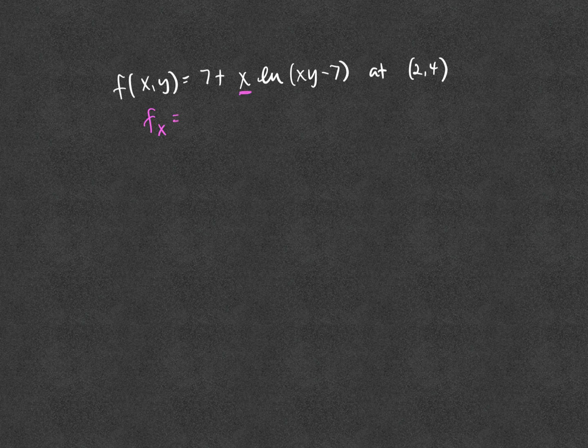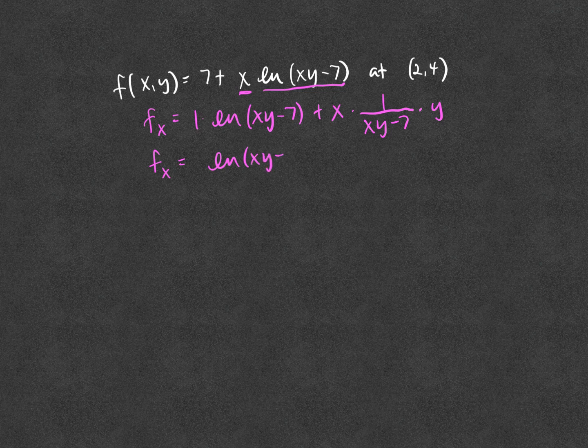We're going to need product rule here because we have two functions happening. So I'm going to take the derivative of x to be 1, and we have natural log of (xy minus 7). Plus, we're going to keep the x, and the derivative of natural log of something is 1 over the something, and the derivative of that something is y. So our partial with respect to x is natural log of (xy minus 7) plus xy over (xy minus 7). Now, is this continuous at the point (2, 4)?